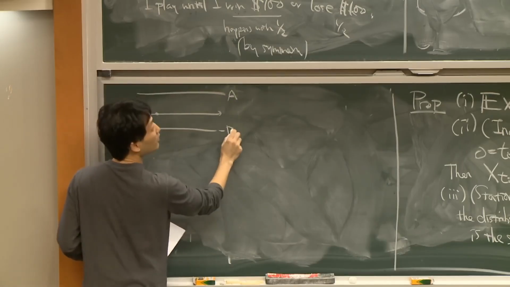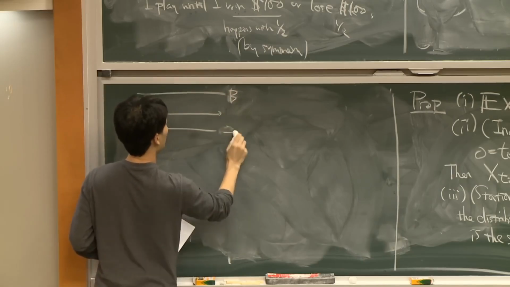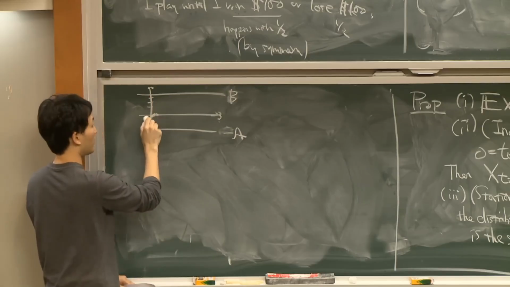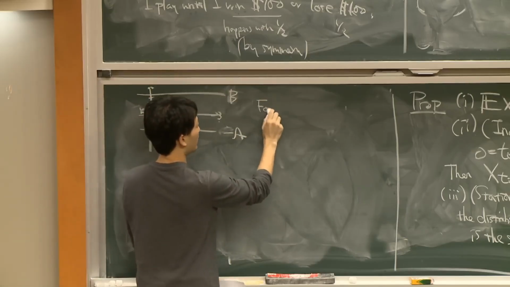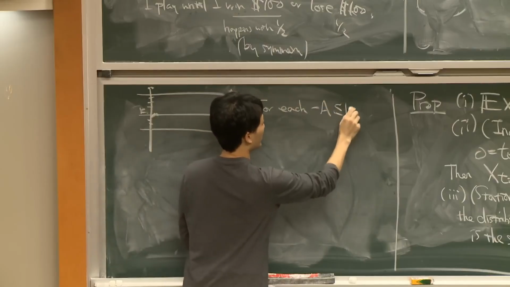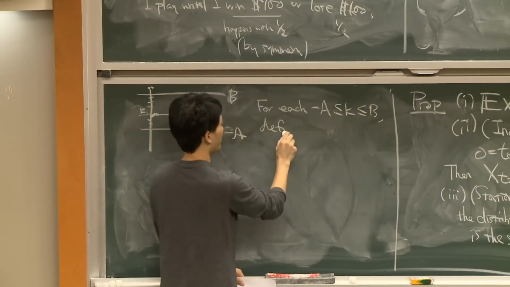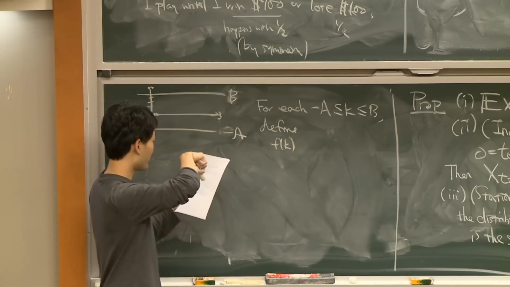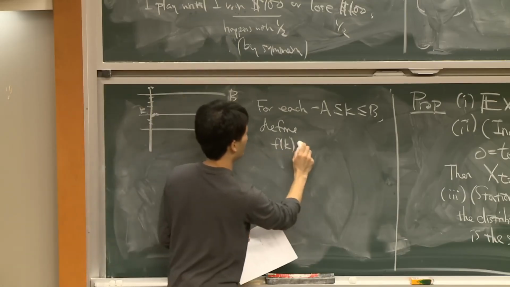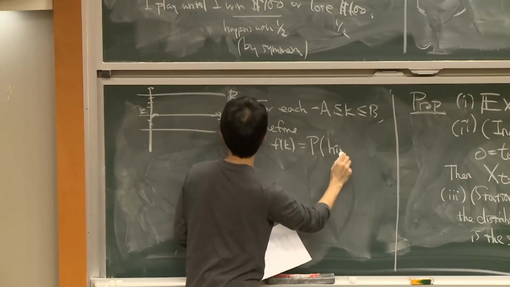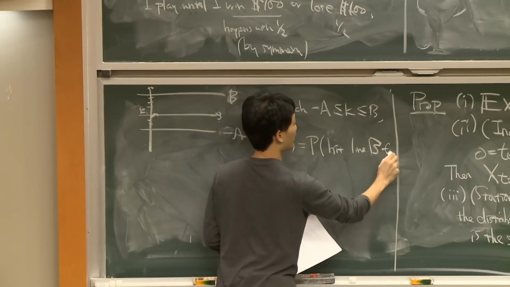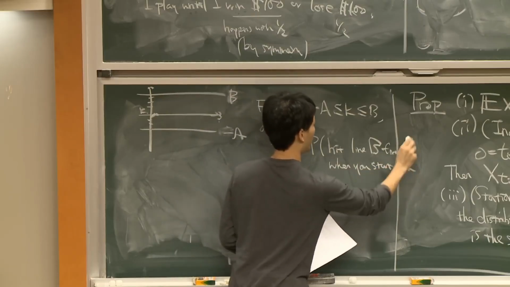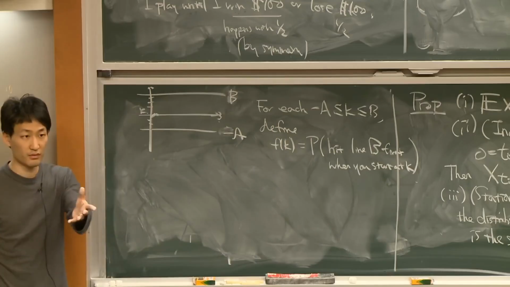So fix your a, b and A. And for each K between minus a and b, define f of K as the probability that you will hit the line b first when you start at K. So it kind of coincides with what you're saying.